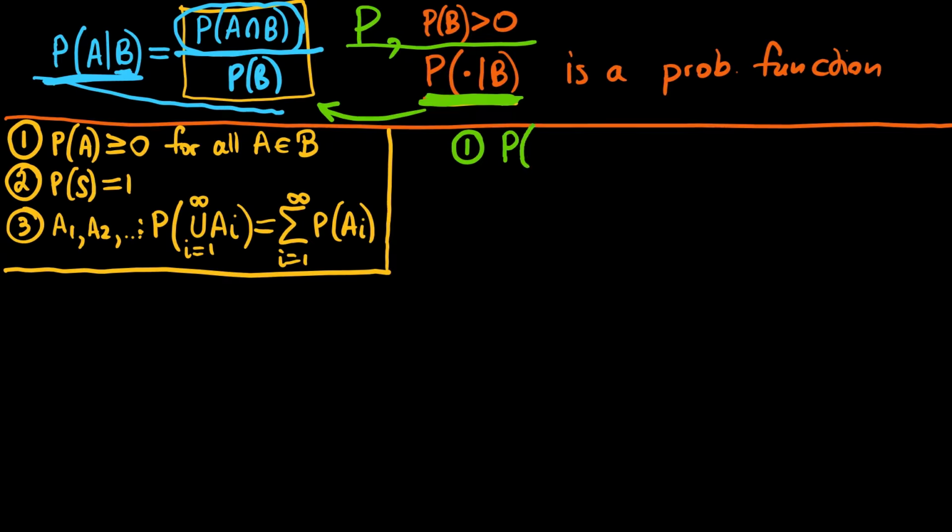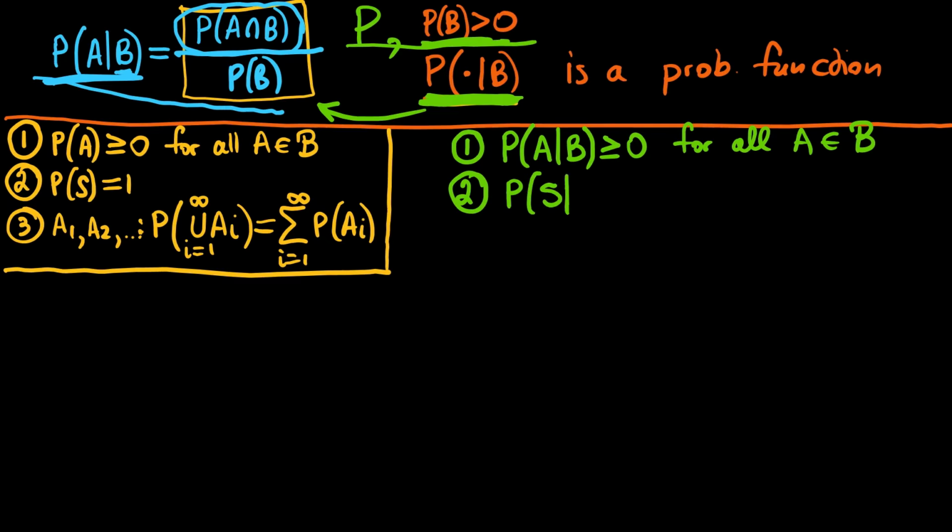So if we can show that the probability of any event A conditional on event B here, that has a positive probability, if we can show that this conditional probability is greater than or equal to 0 for all A elements of the Borel field, then we've shown that axiom 1 holds for this conditional probability function. For the second one, we would just need to show that the probability of the sample space given this event B is 1. So notice it's the same thing, all the conditions, but now everything is given B.